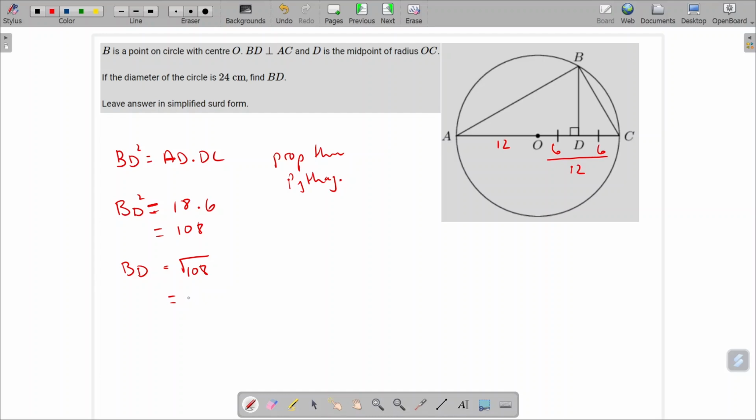Okay, so we can take 4 out of it. So it's 4 times 27, which is therefore 4 times 9 times 3, which gives us... apologies, trying to write too fast at this point in time, which is going to be therefore 2 times 3 times the square root of 3. So in simplest surd form, it will be 6 root 3.